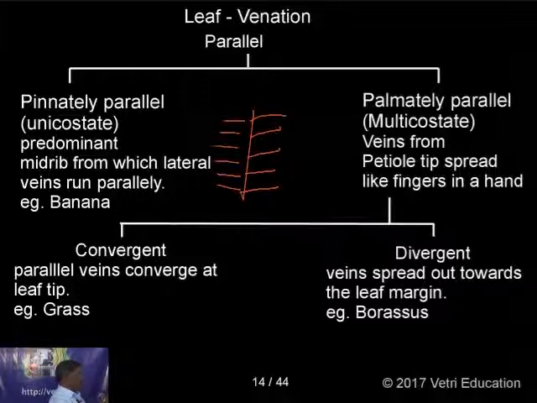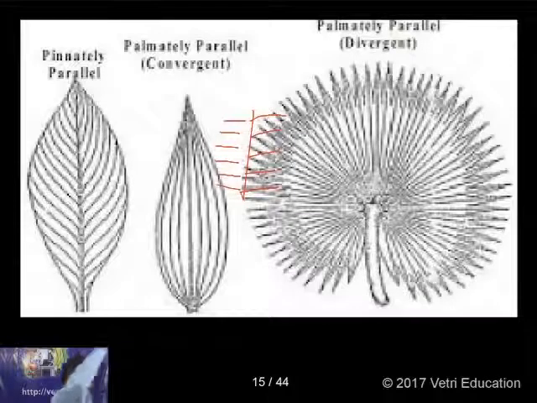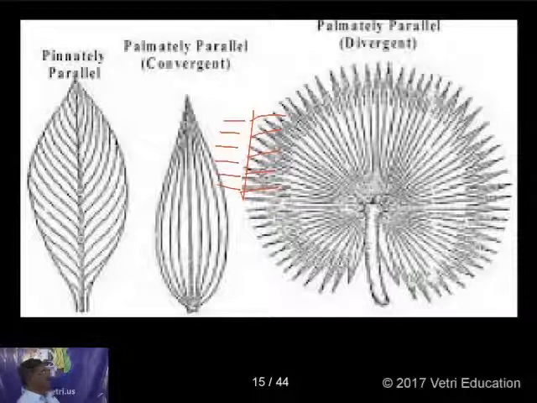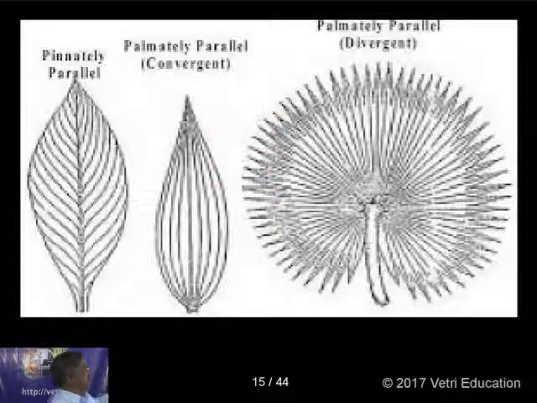Here also, in the same way, all these midribs go parallel and meet at the top or at the tip of the leaf, that is called convergent, or if they go in different directions, that is called divergent. The convergent type you can see in grasses, and the divergent in Borassus or Palmyra tree. Here you see the first one, pinnately parallel venation, the second one is convergent, they meet at the tip, and here they go in different directions. This is the Palmyra tree. These are the grasses. You can have this type of venation.